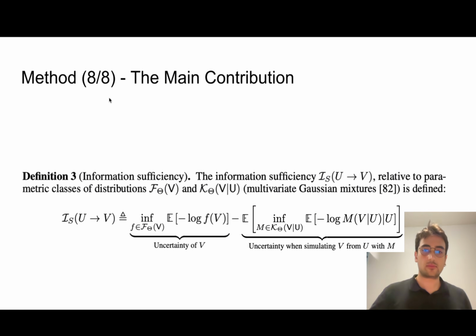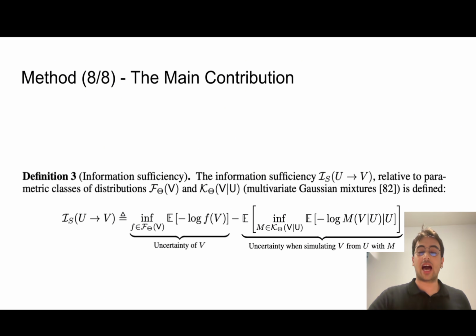So instead of looking at the deficiency, they calculate something more basic, more tractable, they say. So there's the uncertainty of V. Uncertainty, entropy and information are all directly related, there's a direct relationship. So you look at the uncertainty of V, the information V has, minus the uncertainty when simulating V from U with M. M is again a Markov kernel, a Gaussian mixture model, okay? So you simulate V from U with M.